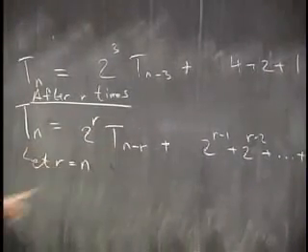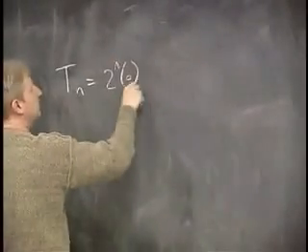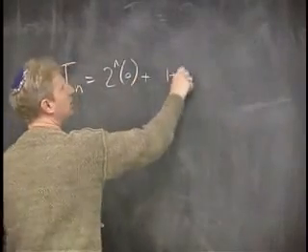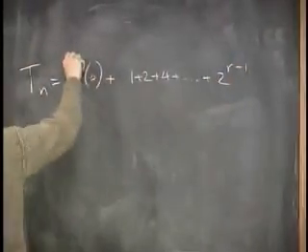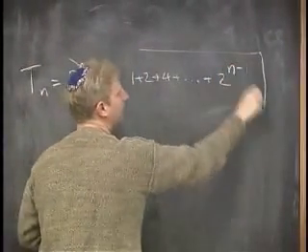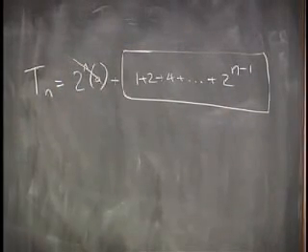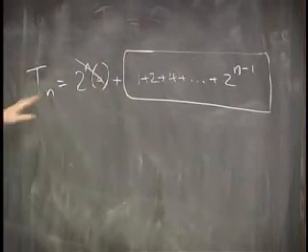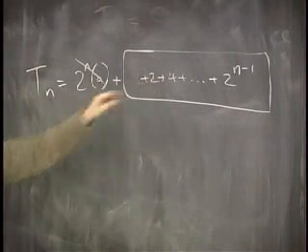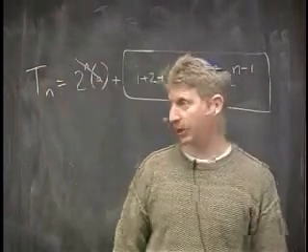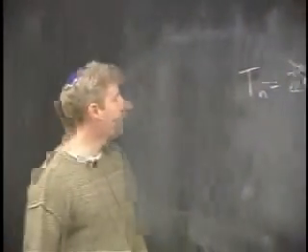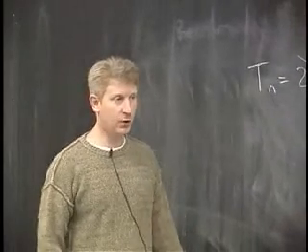We get Tn equals 2 to the n times 0, plus, I'm going to reverse this now, 1 plus 2 plus 4 all the way up to 2 to the n minus 1, thanks. So here's our sum for how many steps Towers of Hanoi takes. We want to put this in a closed form, in an easier way to understand and perhaps calculate, and we're going to do that right now. Are there questions so far?